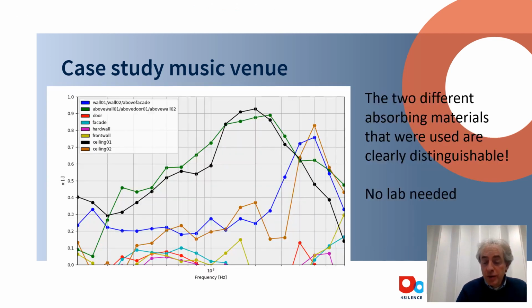So just by using the Sonocat, holding it in front of the absorber, we could easily see the difference between the two different absorbing materials that were being used. And it was clearly distinguishable that at one point they used the high absorptive material, and on another point they used the low absorptive material. And we could actually see which one was which.